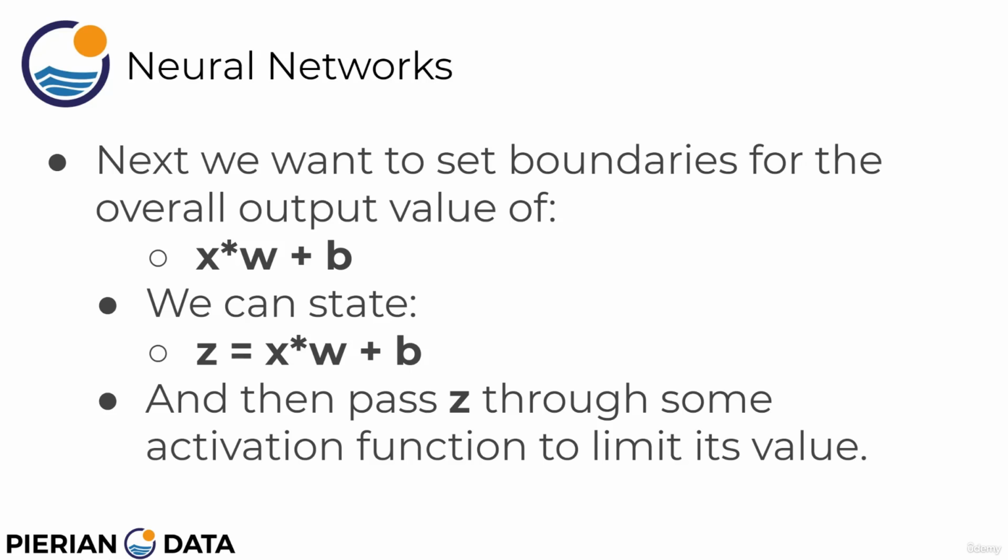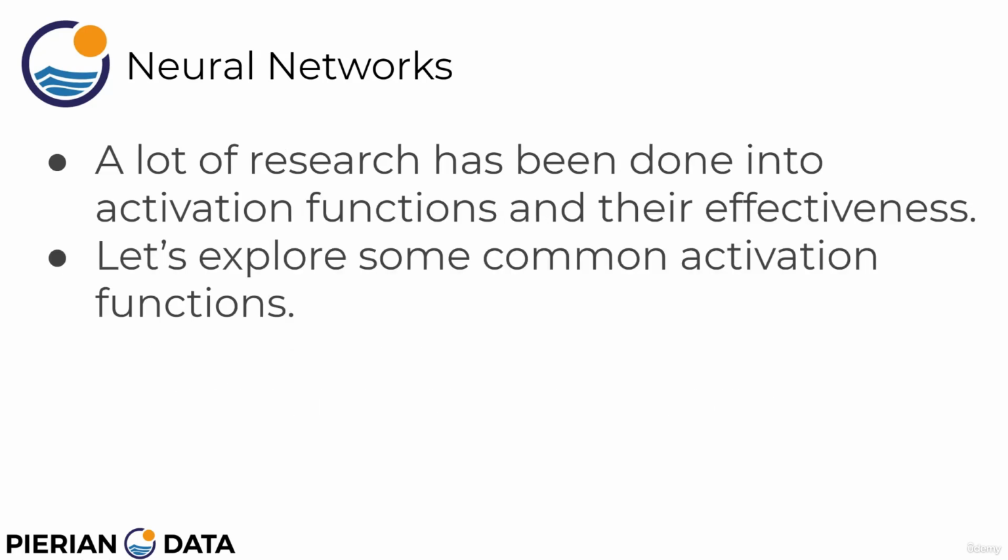So next, what we want to do is set boundaries for the overall output value of that combination X times W plus B. And to keep things simple, we can state Z is equal to X times W plus B. And then we can pass that term Z through some sort of activation function to limit its value.